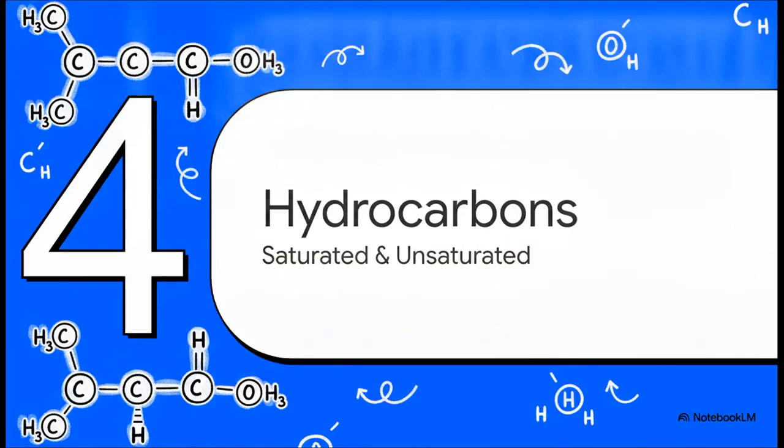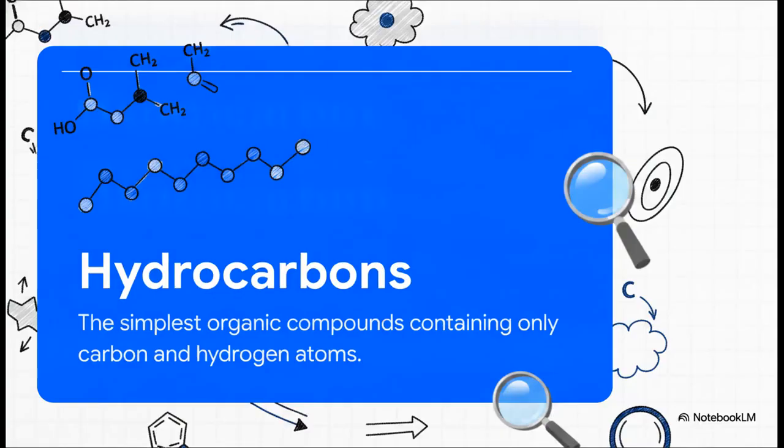Section 4. Saturated and unsaturated hydrocarbons. We call these specific compounds hydrocarbons. It's exactly what it sounds like. They are the simplest and fundamental organic compounds containing only carbon and hydrogen atoms. Methane, which we just observed, is the very smallest hydrocarbon. Understanding hydrocarbons is the essential first step to mastering the vast, vast world of organic chemistry.